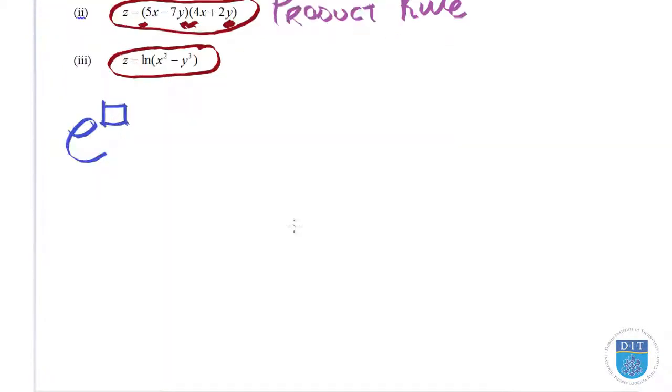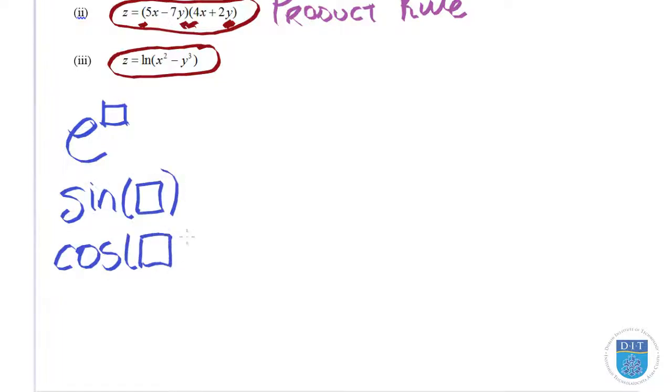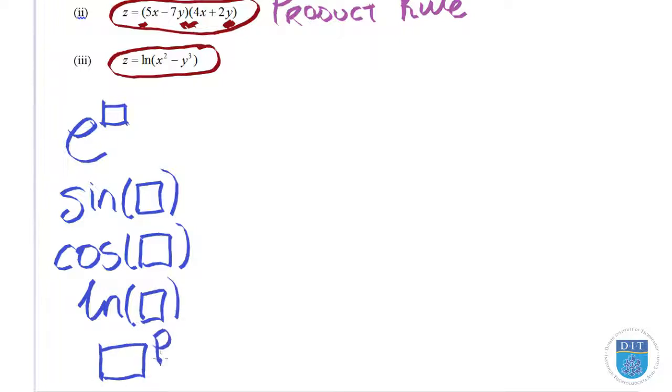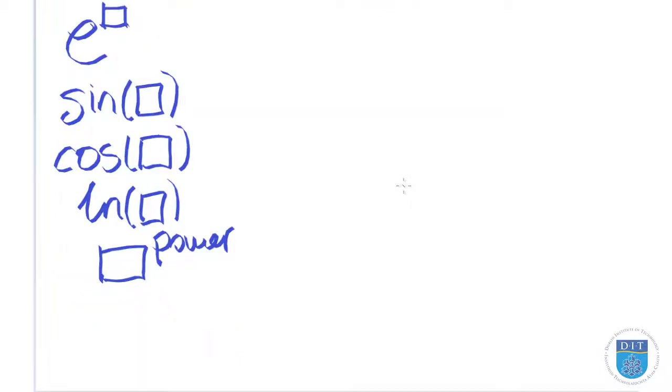I'm going to draw over this. I'll rub these out in a second, but I put these in another little sample guide. I could have e to the box, sine of box, cos of box, ln of box, or box up to a power. Those are the main 5 cases where you need to use the chain rule.